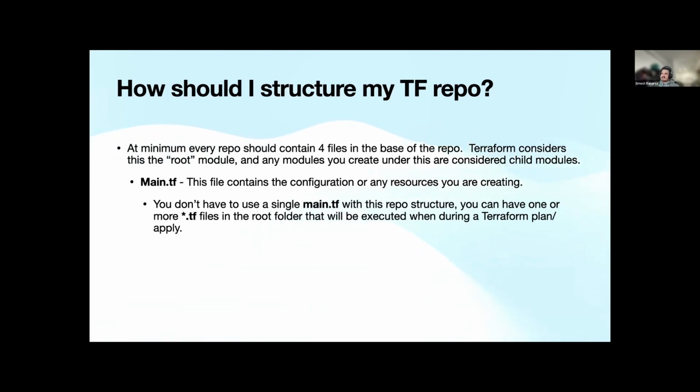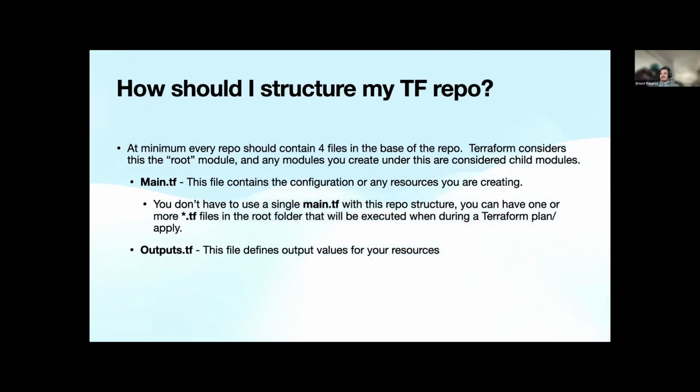First one is main.tf. This is going to create any configuration or Terraform resources. One important note is that when you look through the Terraform documentation, they're going to reference this file often, but there's nothing saying that you have to have a single main.tf in your repo structure. You can have one or more .tf files in the root folder, and they'll all be executed when you do a plan and apply.